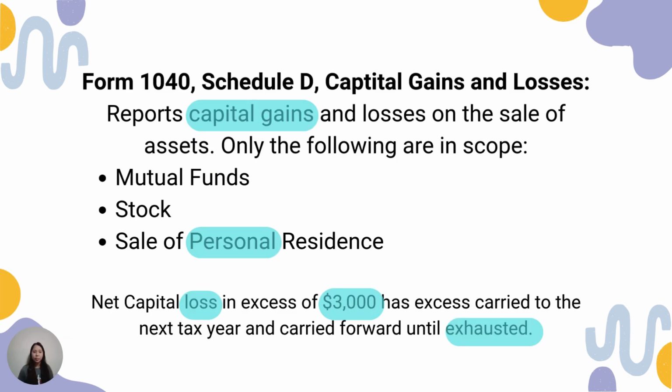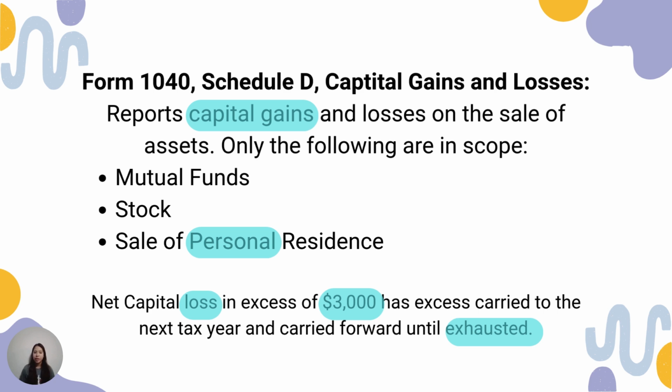So, capital gains are reported on Form 1040, Schedule D, Capital Gains and Losses. And reporting capital gains and losses on the sale of assets is mostly in scope for VITA volunteers. So, if you're looking to get your tax return prepared, VITA volunteers can prepare returns for people who have capital gains or losses if the capital gains or losses are from mutual funds, stocks, or the sale of a personal residence. And we'll get to the qualifications on that later.